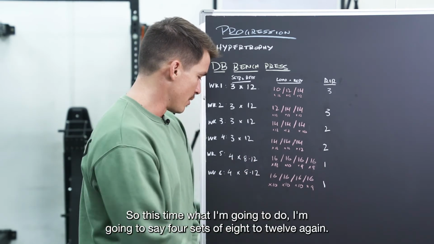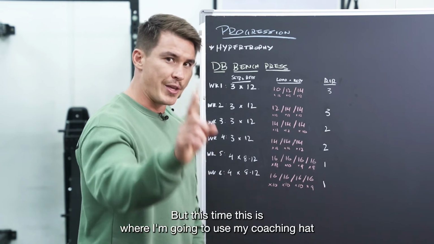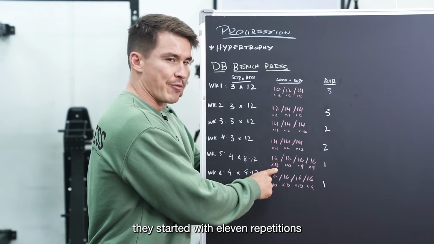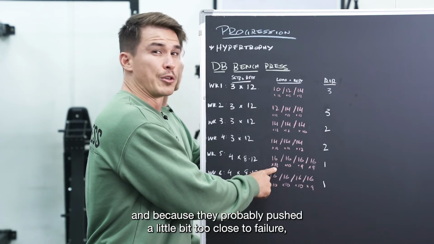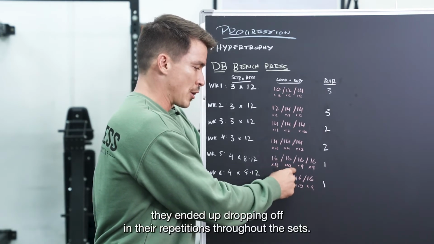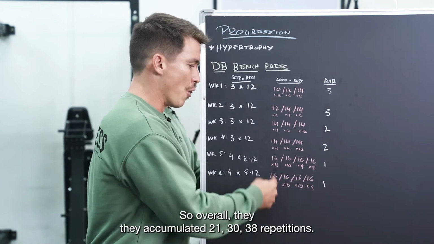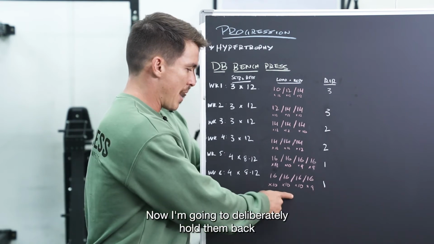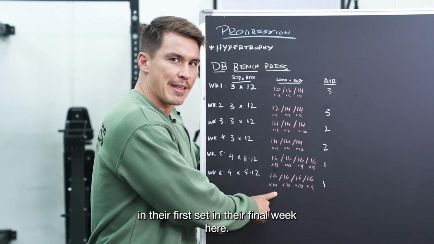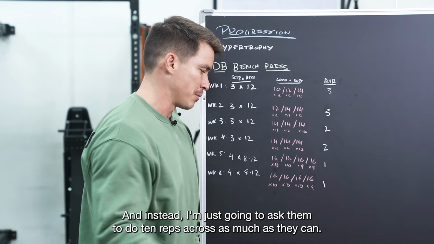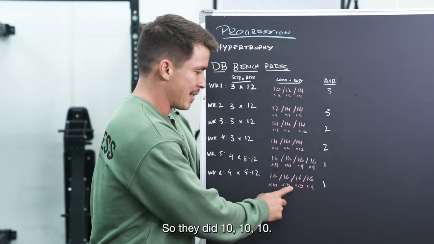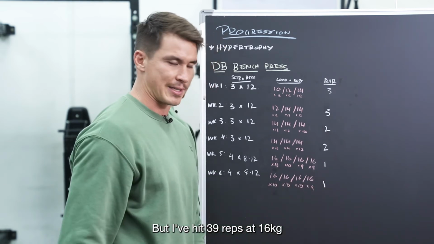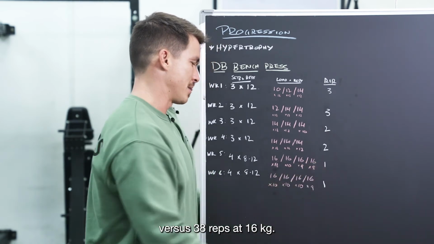So this time I'm going to say 4 sets of 8 to 12 again, but this is where I'm going to use my coaching hat, because I know that in the 5th week, they started with 11 repetitions, and because they probably pushed a little bit too close to failure, they ended up dropping off in their repetitions throughout the sets. So overall, they accumulated 21, 30, 38 repetitions. Now, I'm going to deliberately hold them back in their first set in this final week, and instead I'm just going to ask them to do 10 reps across as much as they can. So they did 10, 10, 10, fatigue still started to creep in, they only hit 9, but I've hit 39 reps at 16 kilograms versus 38 reps at 16 kilograms.